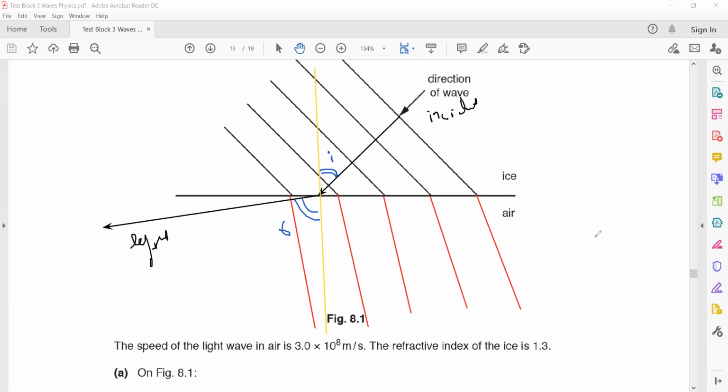Light rays are the direction of the wavefront. The direction of the light is the same as the direction of the wavefront.